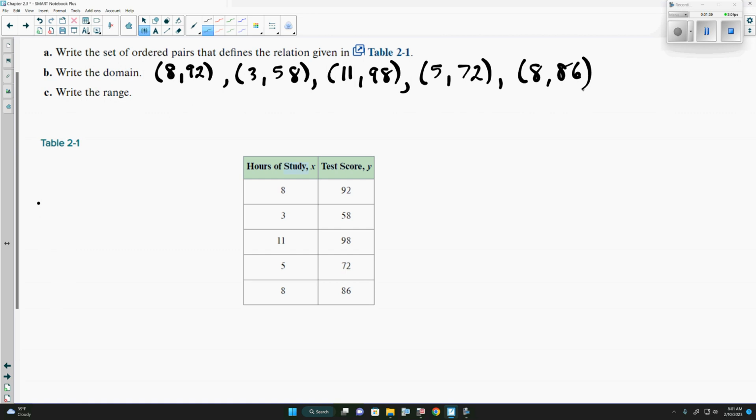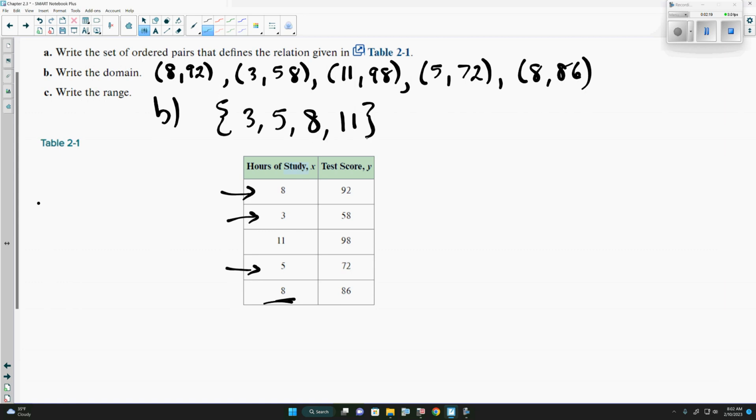Now, if we talk about the domain, again, we're just talking about the x values. So we'd use a brace and list out the domain values. And we could list them in order. So the first one that we have is 3. Then we have 5. Then the next one we have is 8. Now, even though 8 shows up twice, we only have to list it once. We never have to repeat any of the numbers. And then the last one we have is 11. So those are the domain values, the x values, the input values, if we're talking about a function.